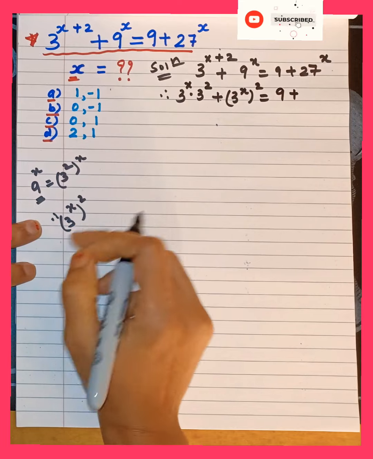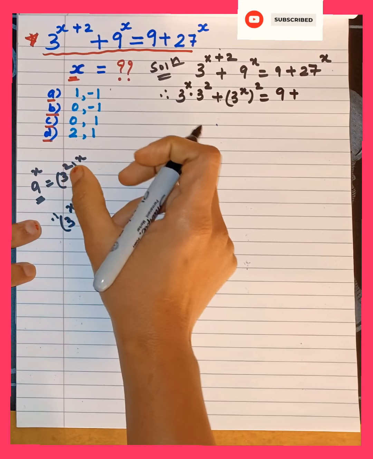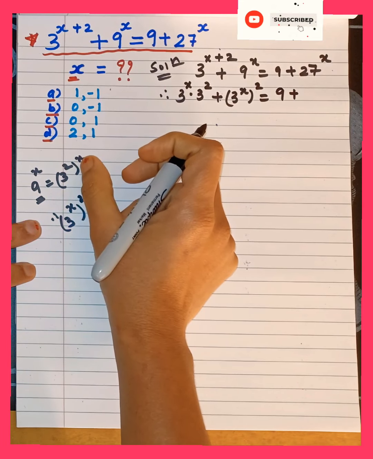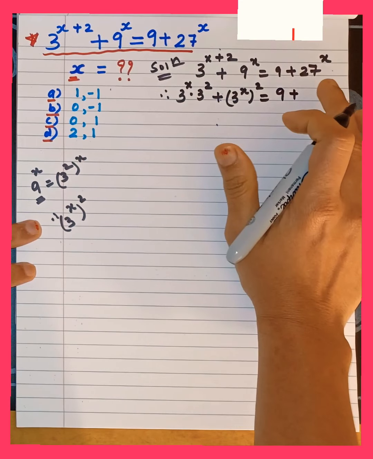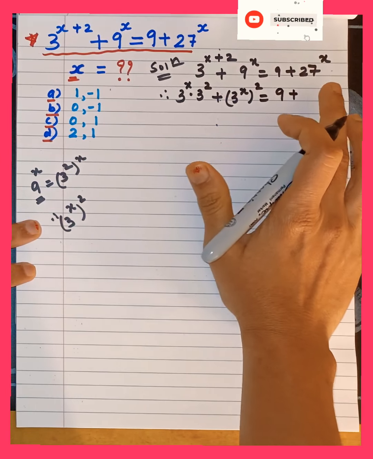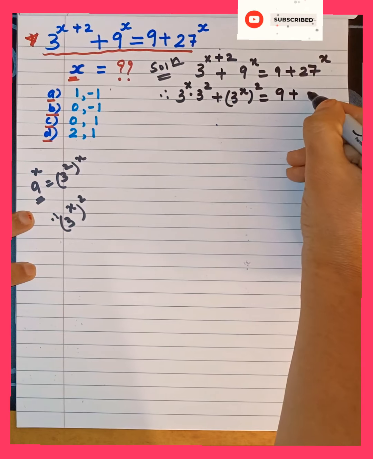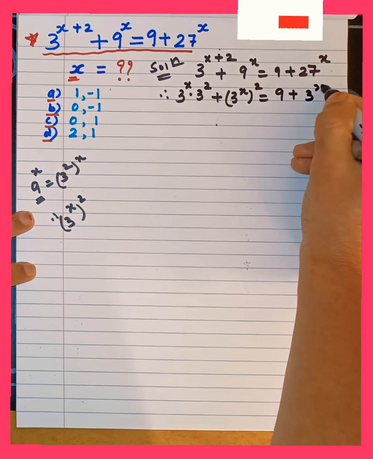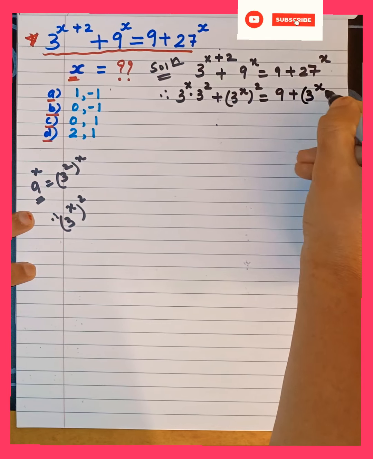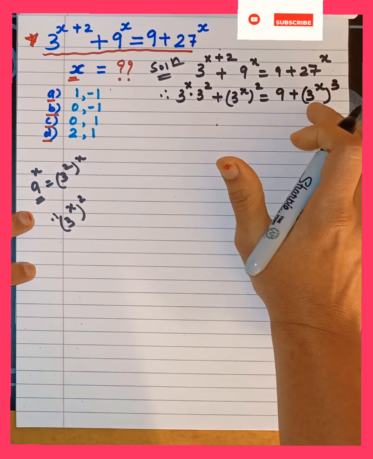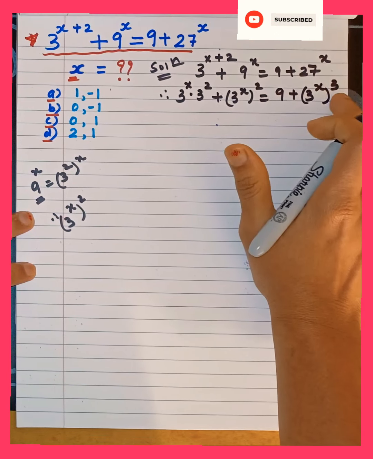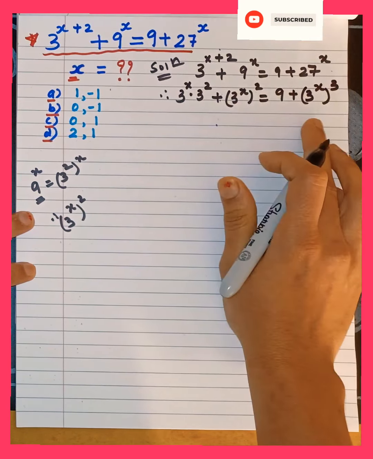So in the same way here 9 raised to x was 3 square and then x outside. Here similarly 27 is cube of 3. So in place of 27 I can write 3 raised to x and cube of that. Okay, so I can write like this. So 27 is cube of 3. So I can write 3 raised to x then the whole cube. So this way we can write.